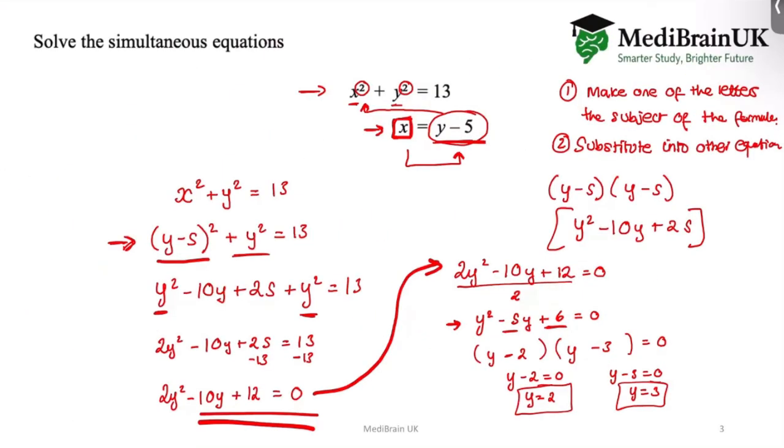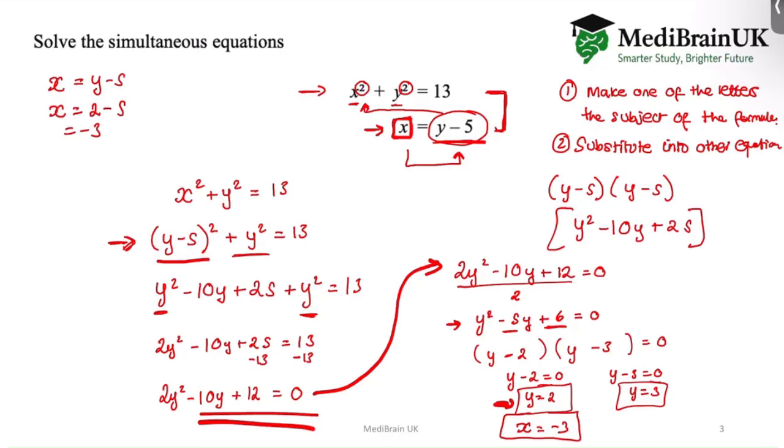Okay, now once you've worked out what your y values are, you can work out what your x values are. You're going to pick out one equation, the easiest equation. Let's pick out the second equation. You know it's x equals y minus 5. You know that y is 2 over here. So when y is 2, 2 minus 5 is -3. So that means when y is 2, x is -3.